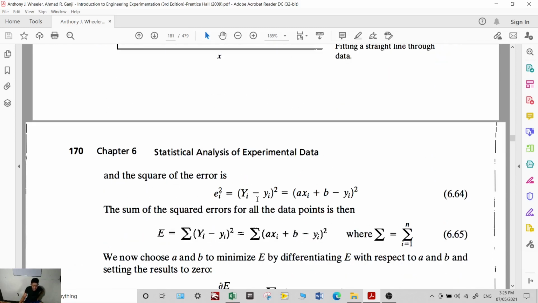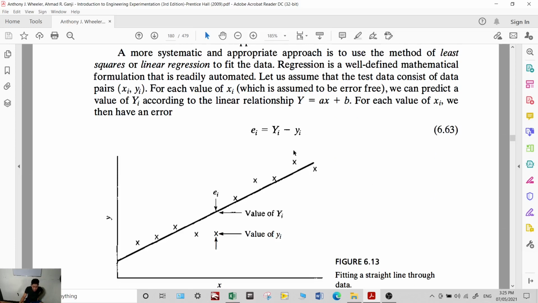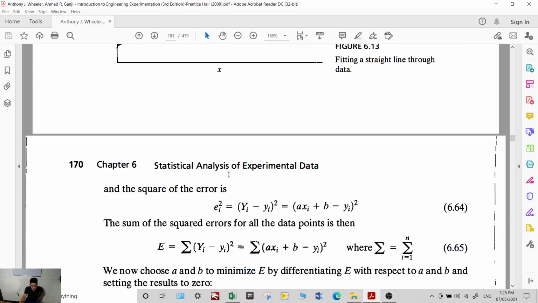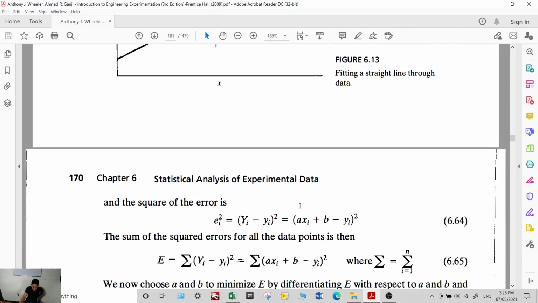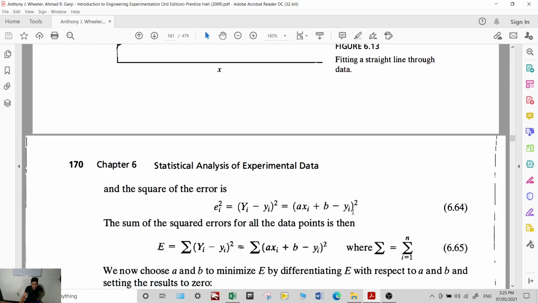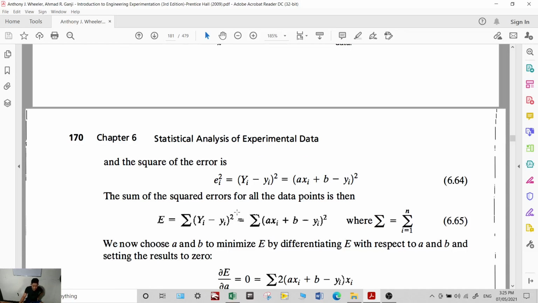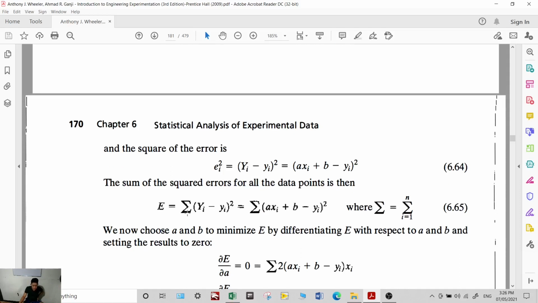Okay, so consider the square of the error. Usually the errors are small, and when squared they become smaller still. Squaring the error, you substitute the value of y as ax plus b. And the summation of these squared errors for all data points is represented by this capital letter E.